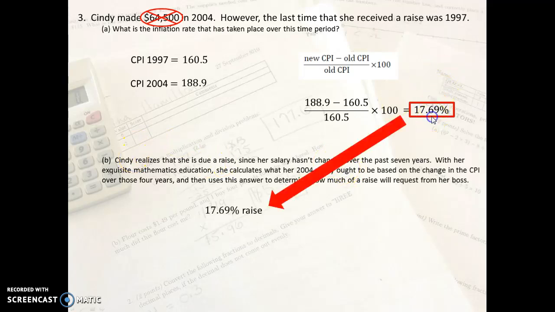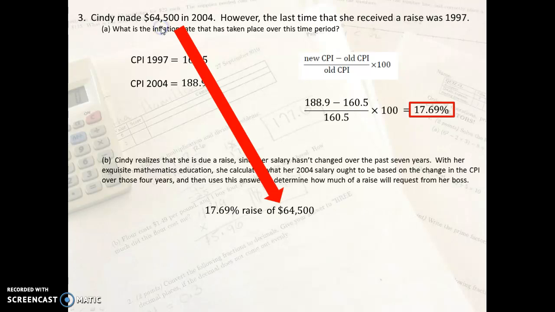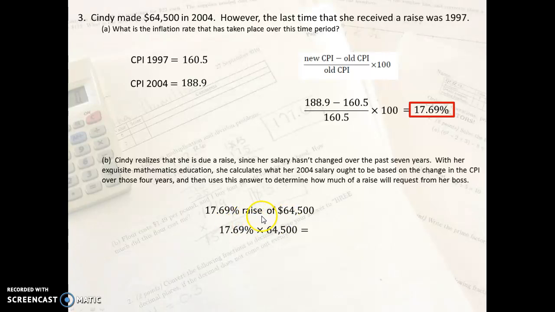Use this percentage. Now, guess what? We know we have a percentage, and we know how much she used to make. Let's bring that number into the mix again. So you see, we didn't use the money for part A, but in part B it's going to show up. So we have a 17% raise, and well, if she was making that much money, what's a 17% raise? That's a simple math question.